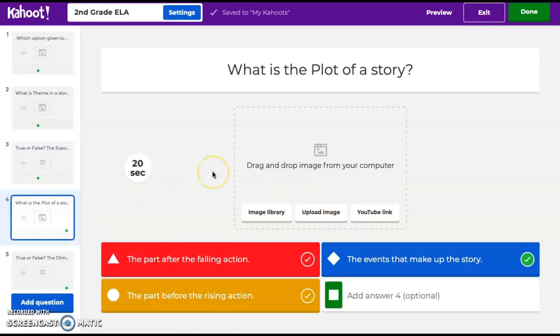The fourth question I have is what is the plot of a story? Some options I gave for the answers were the part after the falling action, which is incorrect, the events that make up the story, which is correct because this is the definition of plot, or the part before the rising action, which is also incorrect. That is why the blue box has the green check mark to show that this is the correct answer. And I gave another 20 seconds for this question.